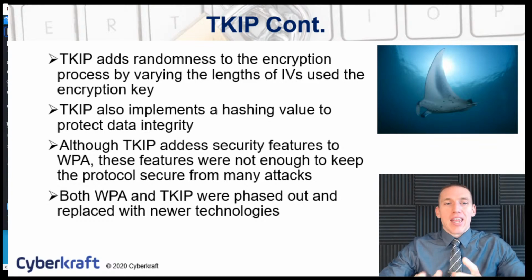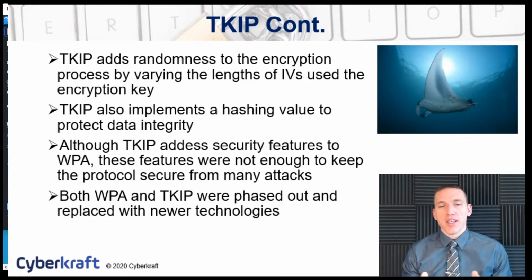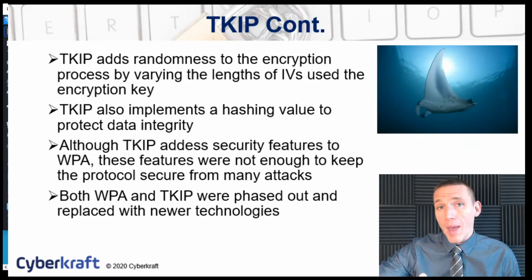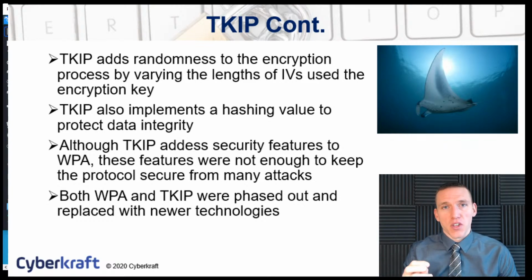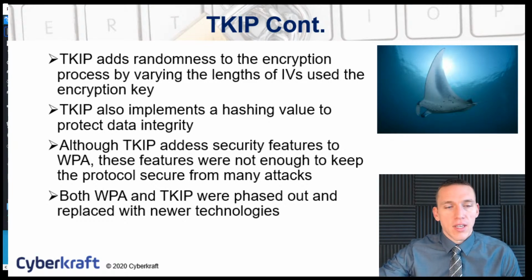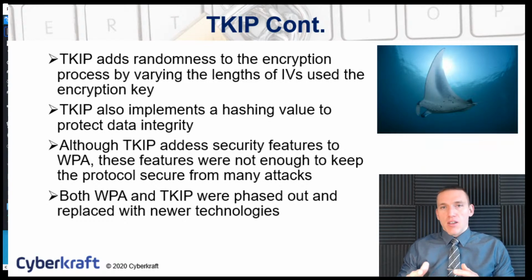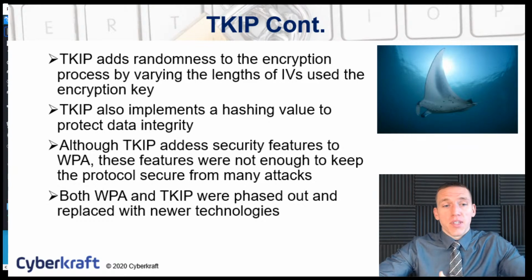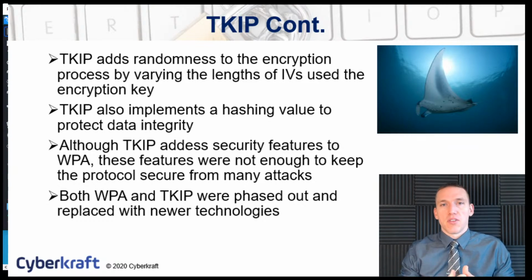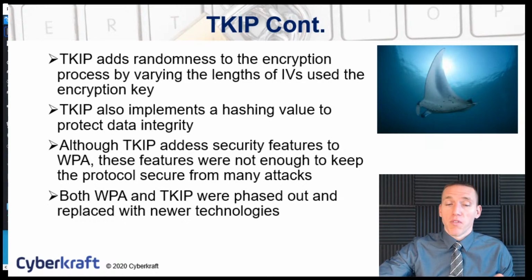TKIP worked by adding some randomness to the encryption process by varying the lengths of the initialization vectors used with the encryption key, and that was one of the big problems with WEP. The initialization vector was very small, which allowed for attacks on the keys. So TKIP addressed that security vulnerability directly by adding randomness to the initialization vector. And although it added some good security to WPA, ultimately both of these technologies, WPA and TKIP, were phased out.